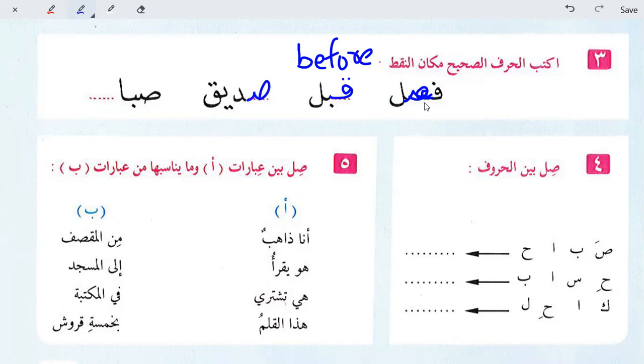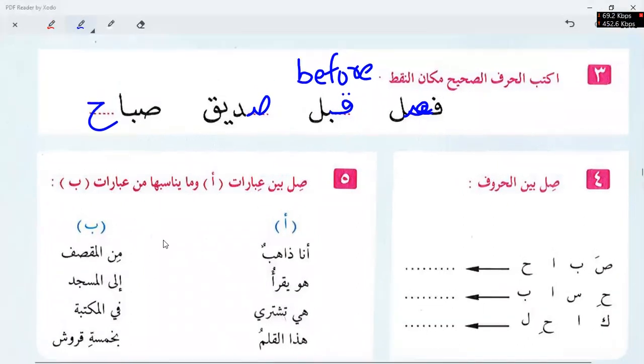Sabah. Join these letters, they will become a word. So what is the word here? Sabah. Next. Hisab. Next. Hisab. Join the phrases with the appropriate phrase. So you need to join them together.